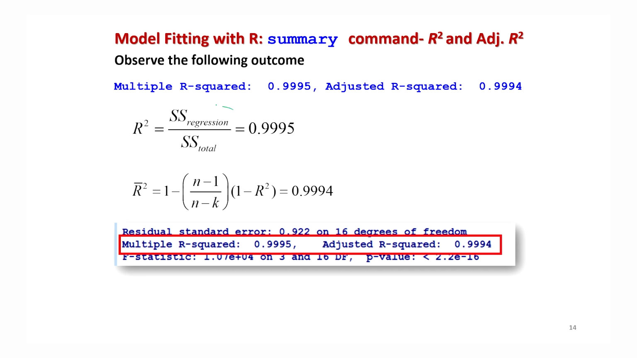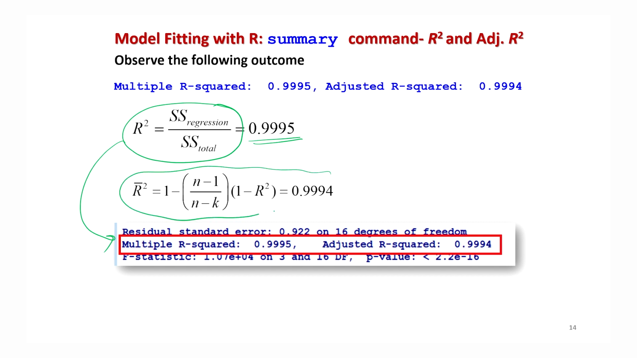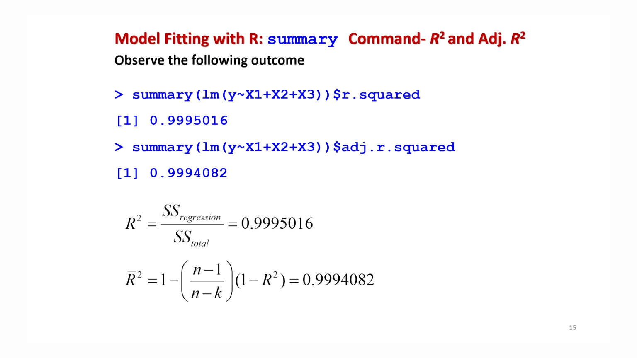So R square was defined here as SS regression divided by SS total. If you try to compute it from the ANOVA table also, you will get the same value here. And this is obtained here like this. This multiple R square, that is the name, and this adjusted R square was defined here like this. It is obtained here like this. So now you can see it is not very difficult to obtain it, right?